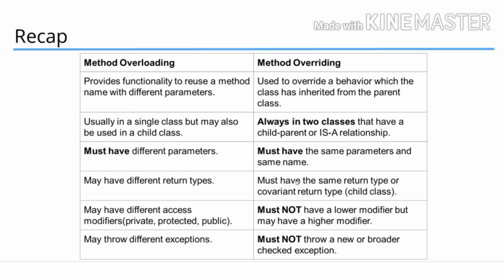In overloading, they may have different return types, and in overriding, they should have the same return types. In overloading, they may have different access modifiers, like public, private, it doesn't matter. And in overriding, they should not have lower access modifiers. In overloading, it may throw different exceptions, but in overriding, it must not throw a new or broader checked exception. So this was regarding inheritance, types of inheritance, the difference between this and super keyword, and the difference between overloading and overriding. Thank you.